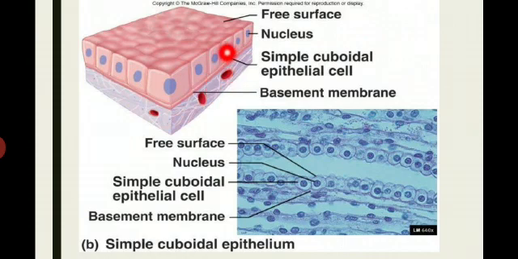This is a simple cuboidal epithelial cell. It has a free surface and a nucleus arrangement. It is a basement membrane with connective tissue connected. This is a microscope view of cells in the human body. Free surface area, nucleus, simple cuboidal cells. Okay, basement membrane. This is the microscope view.